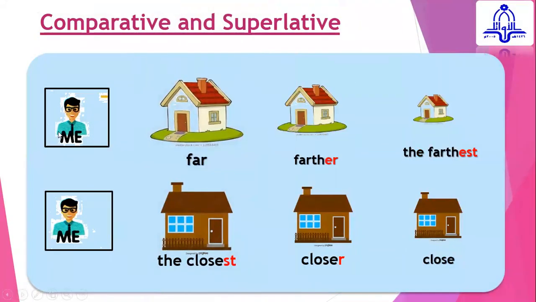Here I'm standing here, me. So this house is far, while the second one is farther. البيت الثاني أبعد. And the third one is the farthest. الأبعد. Me أنا. This house is close. هذا قريب. While the middle one is closer. أقرب. هذا أقرب بالنسبة لي according to me. Just add R only because the adjective ends with E. And the first one is the closest. هذا الأقرب بالنسبة لي. The closest. فقط ضفت ST بالتفضيل. The closest.